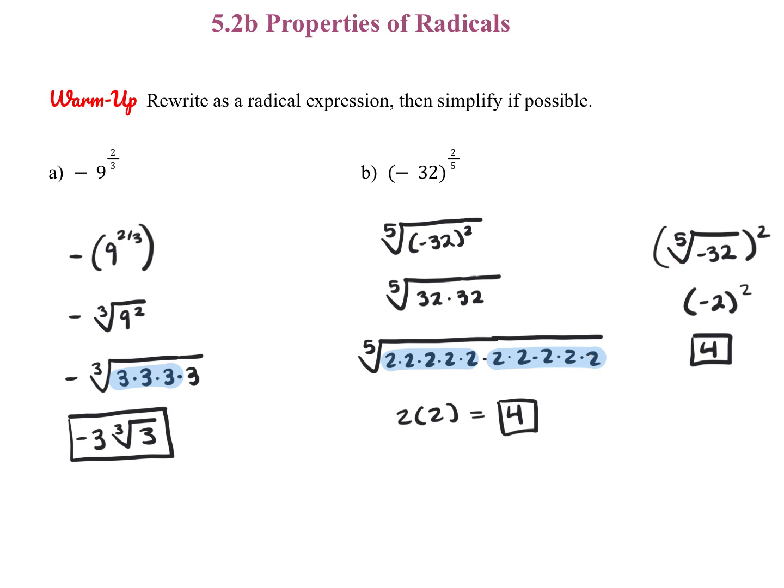Or if you rewrite it like this, I have the 5th root of -32, which is -2, but then I'm squaring it, which still makes my answer positive. So if I did not have parentheses around this, my answer would be negative. But since it is grouped, my answer becomes positive. So parentheses are really important, especially when you are dealing with negatives and you are working with exponents. So just be careful about that.